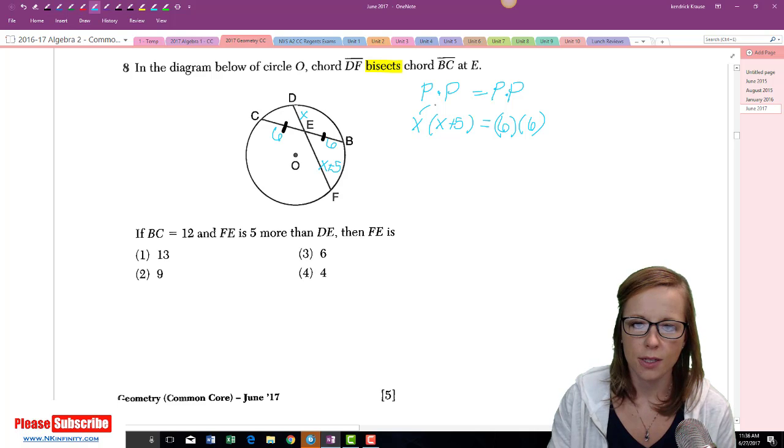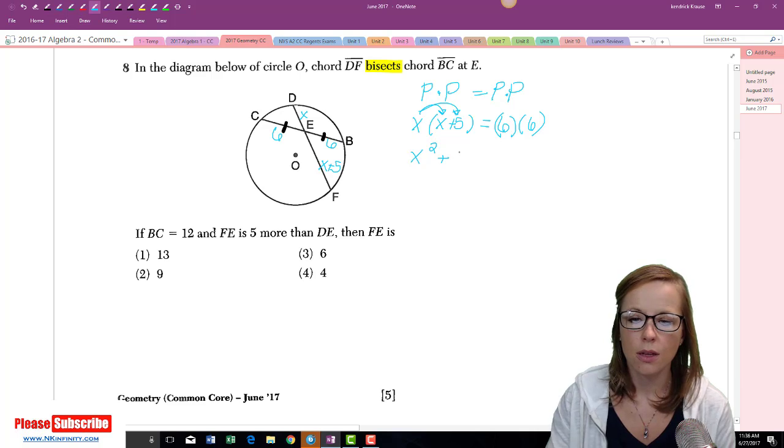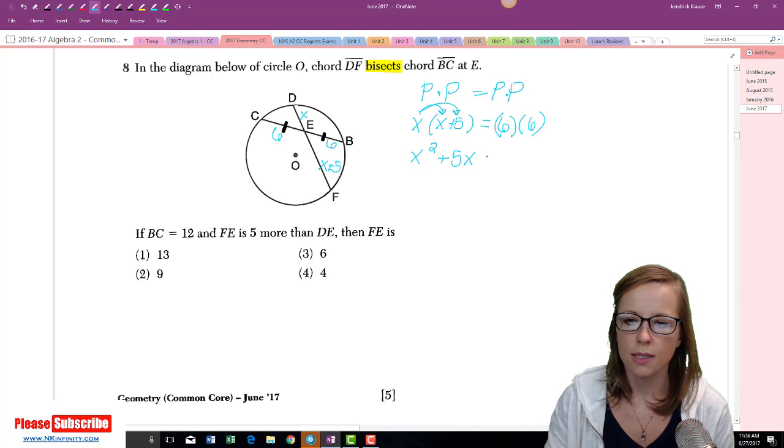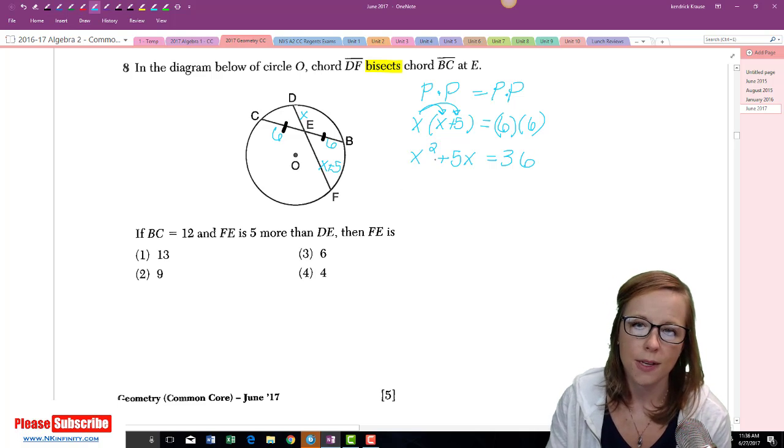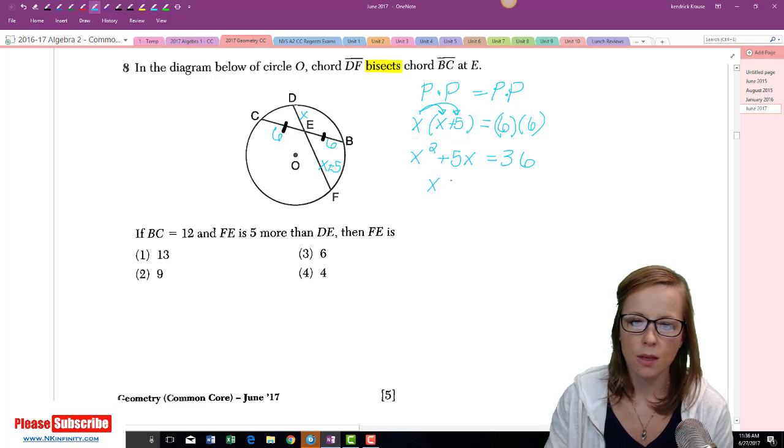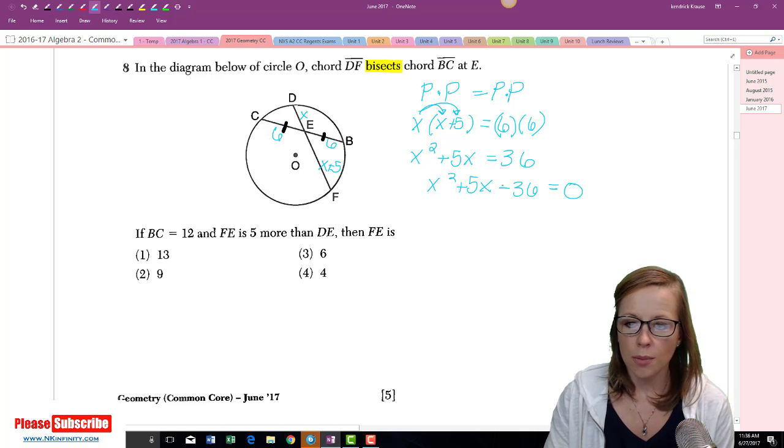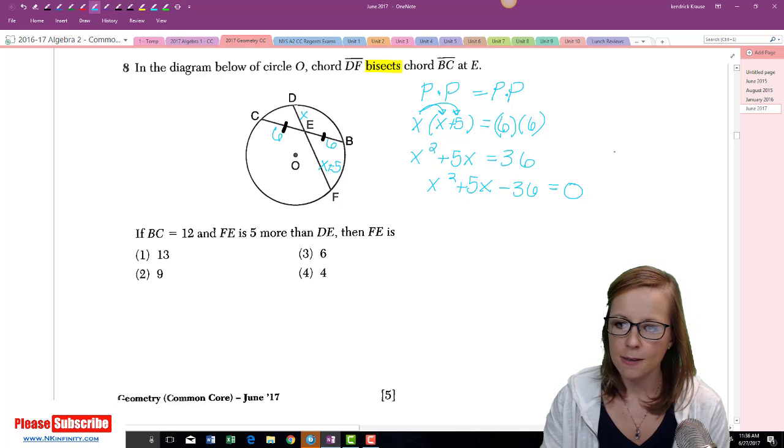So we have, let's distribute here, x squared plus 5x is equal to 36. This is quadratic, so you have to get it set equal to 0, and then you need to factor. So I'm going to subtract the 36 over to the left, set it equal to 0, and I can factor. Two numbers that multiply to be negative 36, and sum to be positive 5.